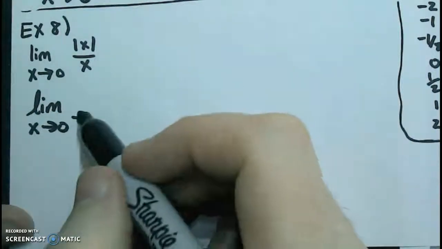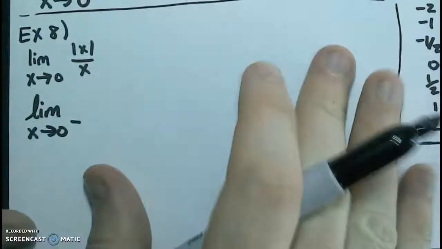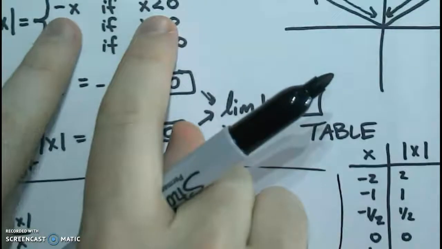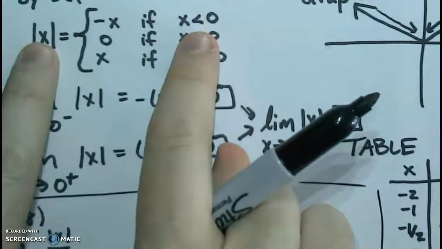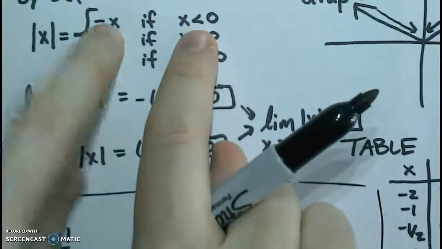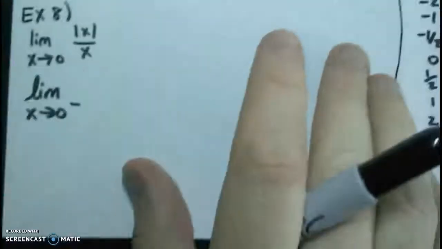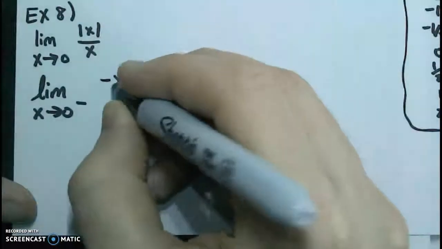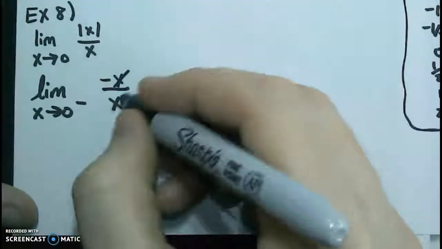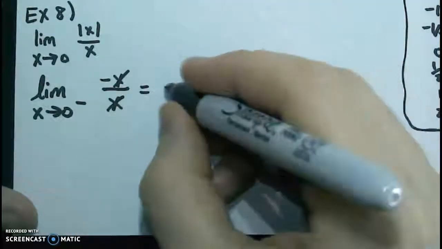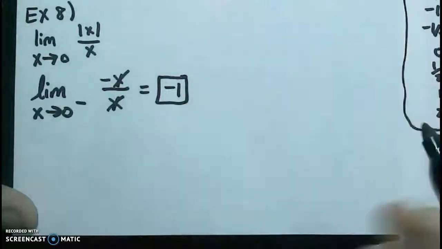So let's look back at our definition and see what happens when the x's are less than 0. When it's less than 0, we have negative x. So absolute value turns into negative x. So that's what we're going to do to our equation. This absolute value turns into negative x. Now these x's reduce, they cancel each other out, so we get negative 1 as our left-hand limit.